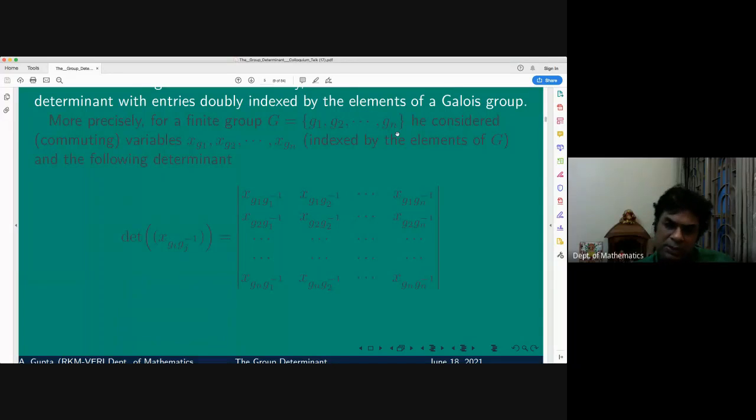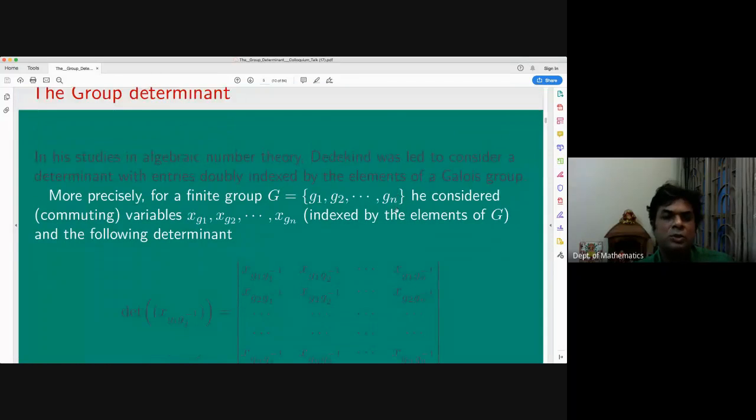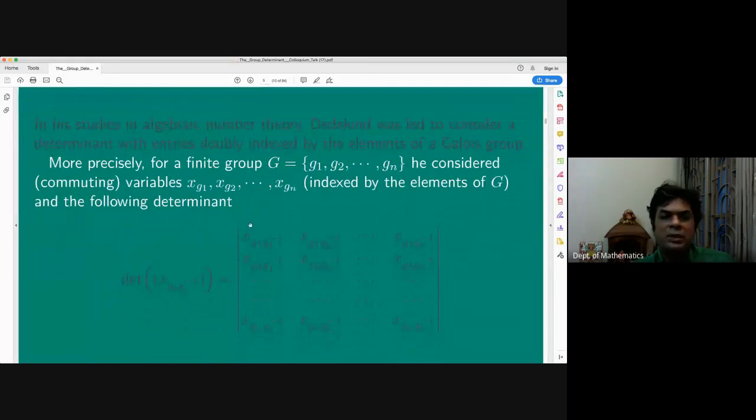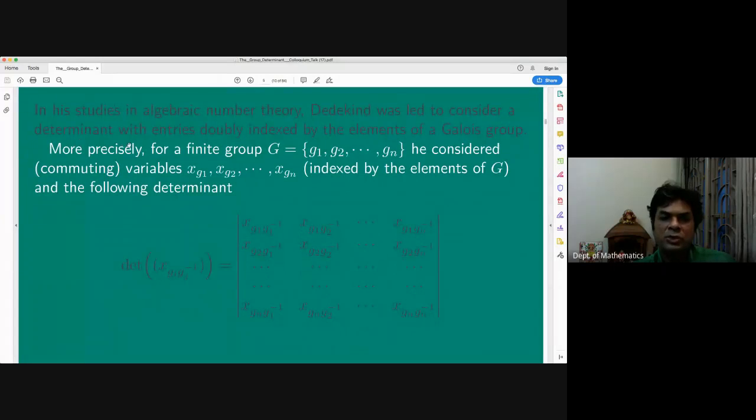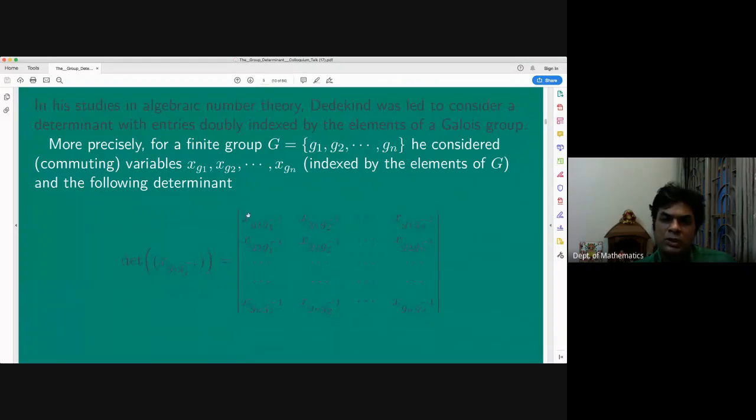You can see such determinants even now in modern books on algebraic number theory. You will come across such determinants. So that was the original motivation for introducing this kind of determinant from Dedekind. Now let's move further in the story. Dedekind, as I said, was led to consider a determinant with entries doubly indexed by the elements of a Galois group. So this G in this case was a Galois group.